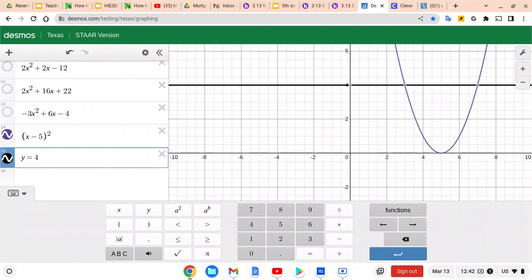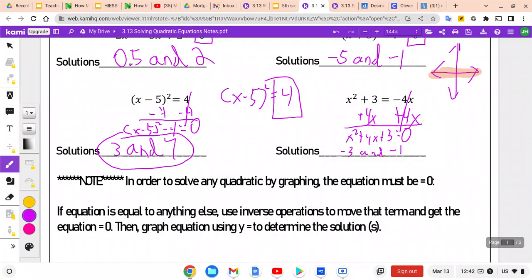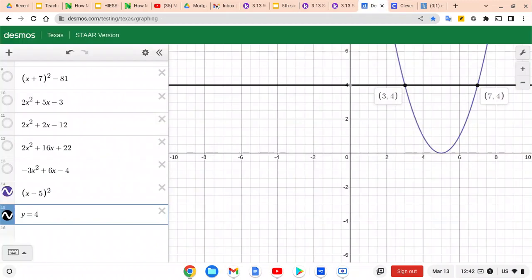And where do they meet? Now, notice how y is not 0 anymore. Y is 4. But we just want the x values. We get 3. We get 7. Oh, what do you know? Those are the solutions, 3 and 7. So you don't actually have to change it to 0 if you'd rather have y equals something else. And we just found where they intersected. Where did the line y equals 4 intersect x minus 5 to the second power?